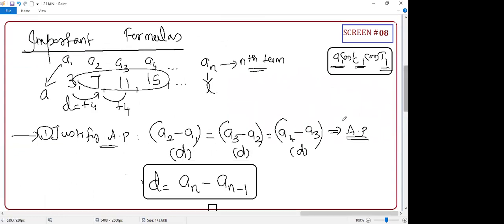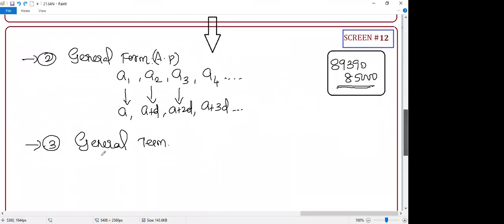From that example we already derived two important results. The third important result is the general term. What is the general term, students? We know already now. An is called, as I told you, the nth term, or general term.